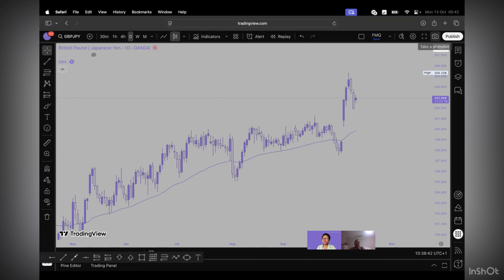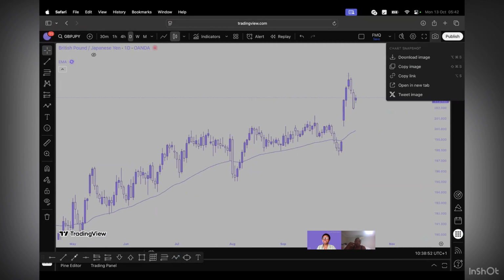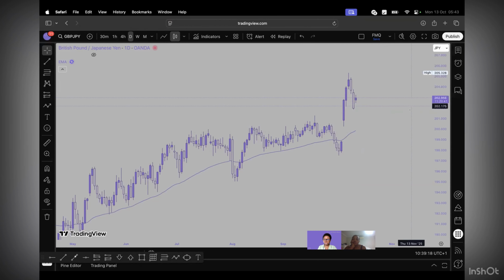Now this place that has the camera option here, this is where you download your image. For instance, now you've done your analysis and you want to be able to save it. So when the market moves and you want to compare and contrast, this is where you download. You download the image and it goes directly into your downloads on your laptop. You can copy your image or copy the link, in case you want to paste it somewhere. For me, I majorly use download, copy image, and copy link. Those are the three options that I use.